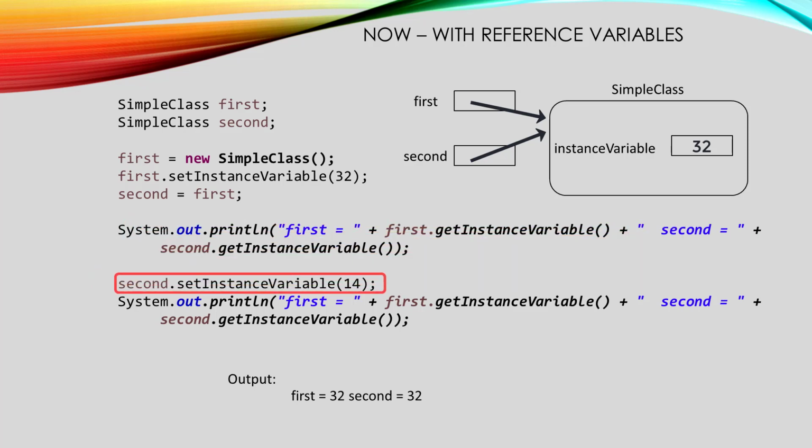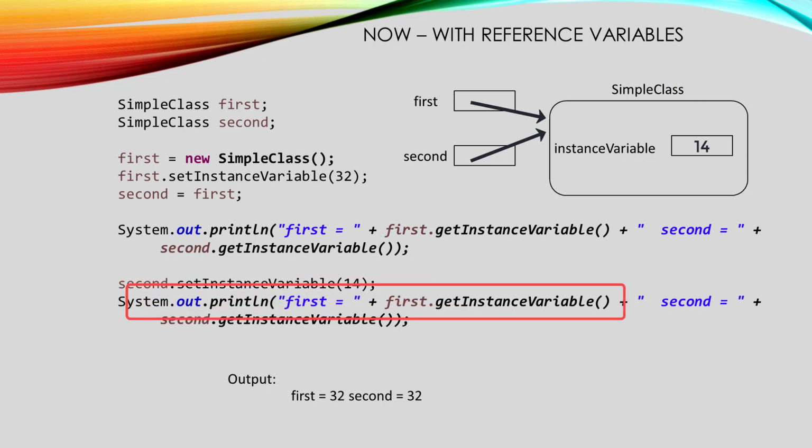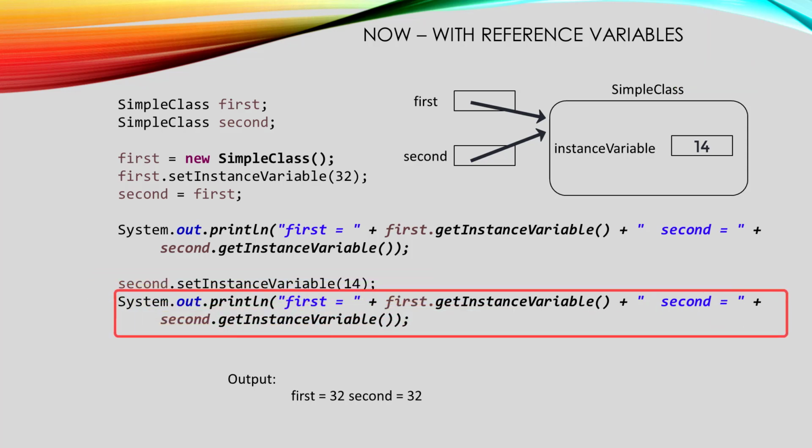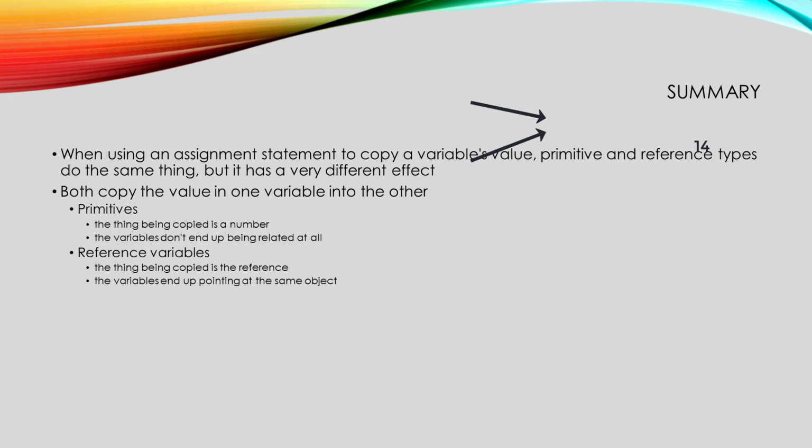Now we use the setter to change the value in second's object to 14. When we use the getters to get the values for both first and second and print them out again, notice that changing the value for one of them has also changed the value for the other.